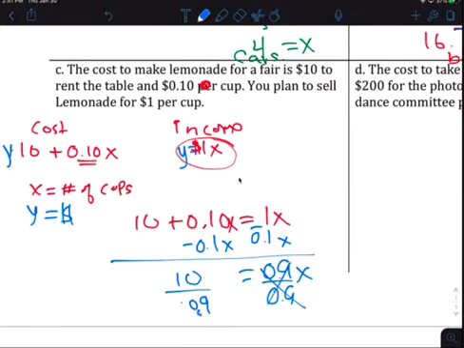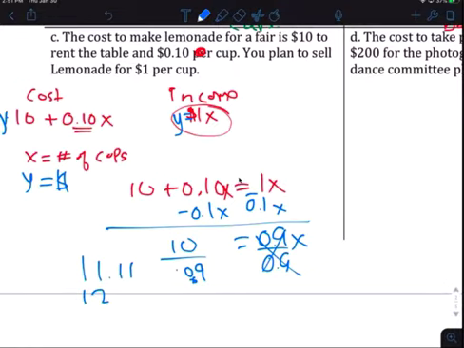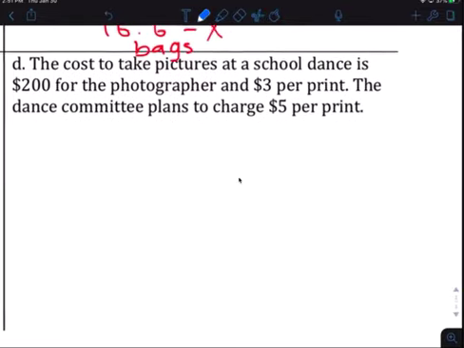You get 0.9. Yeah, I think you get 90. Let's see. 10 divided by 0.9 equals, actually, 11.11. How many cups must you sell? So 12 cups. You can't have a portion of a cup. So 12 cups. Okay, so try this on your own.